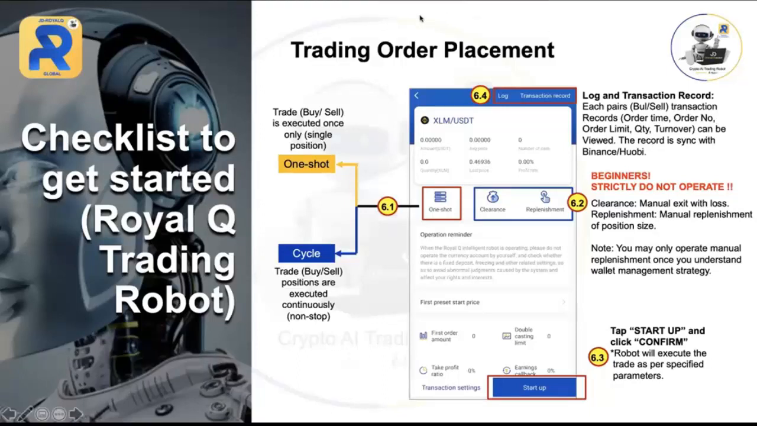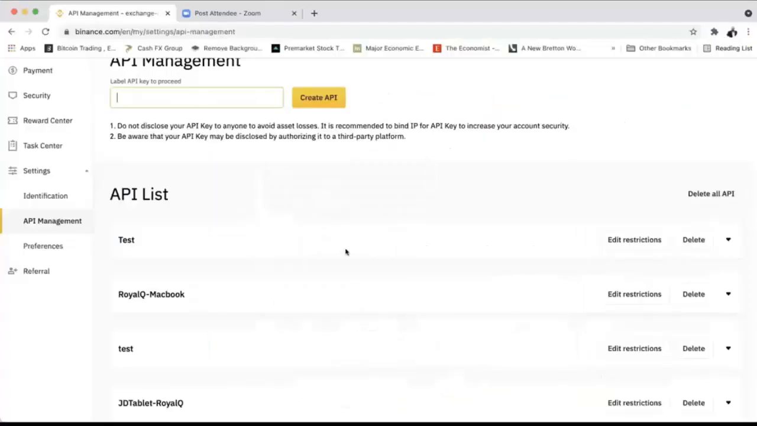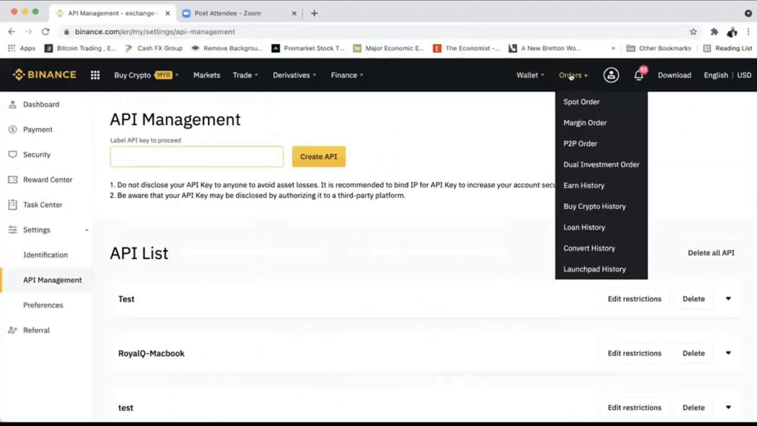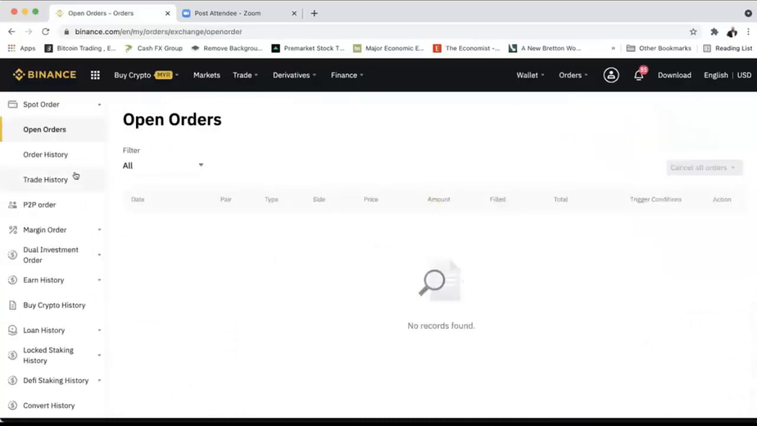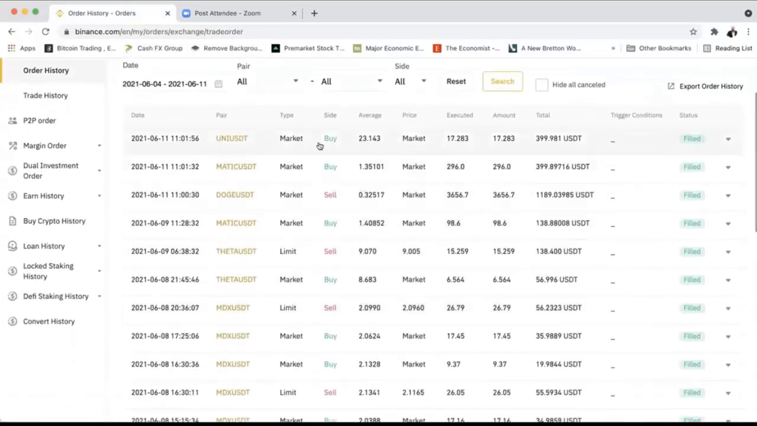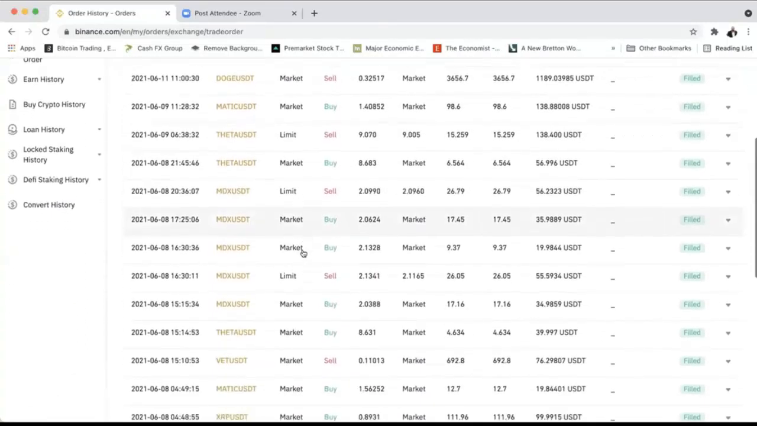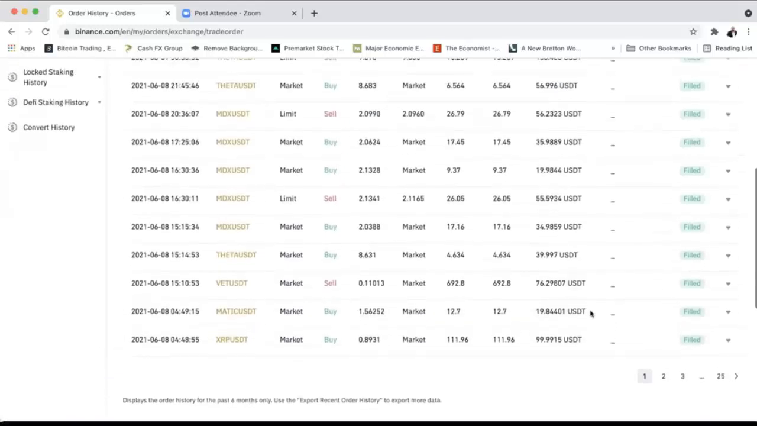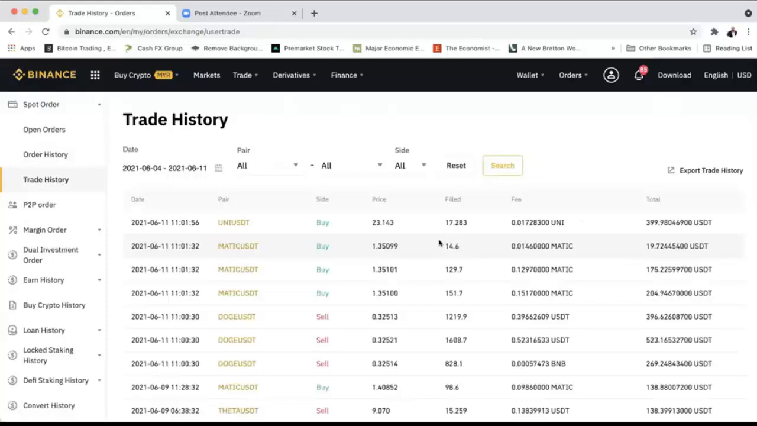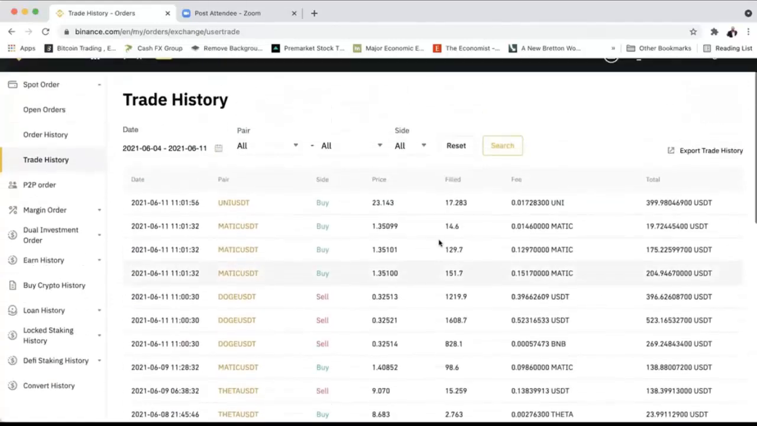So how do you get this information? How is this information integrated? If we go to Binance, you go to your wallet, then your orders, and click spot order. In the spot order here, you can go to order history. Now you can see all the trading that is done by the robot is over here. This is all the trades done by the robot automatically. You can also go to trade history and check all the trades over here that are done by the robot.